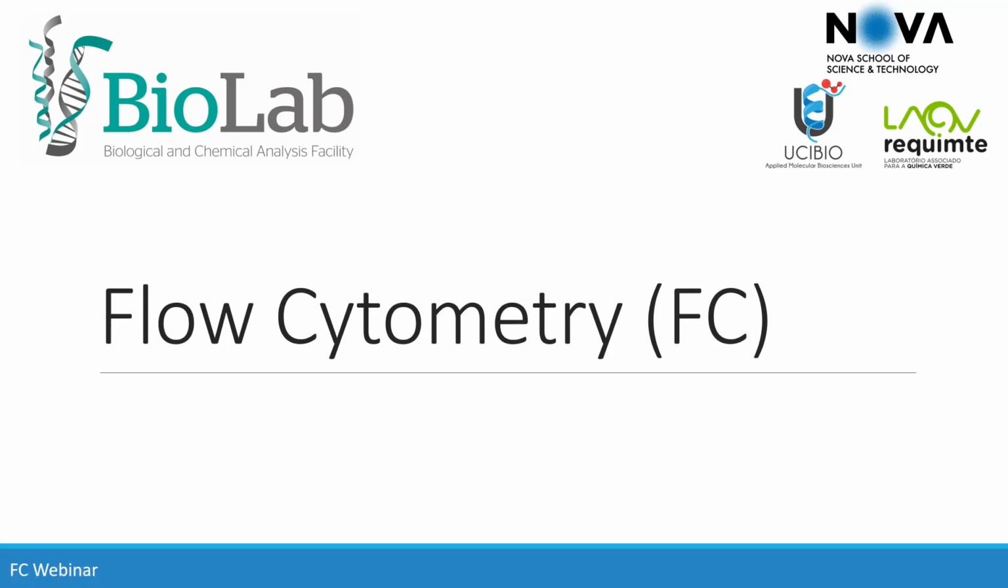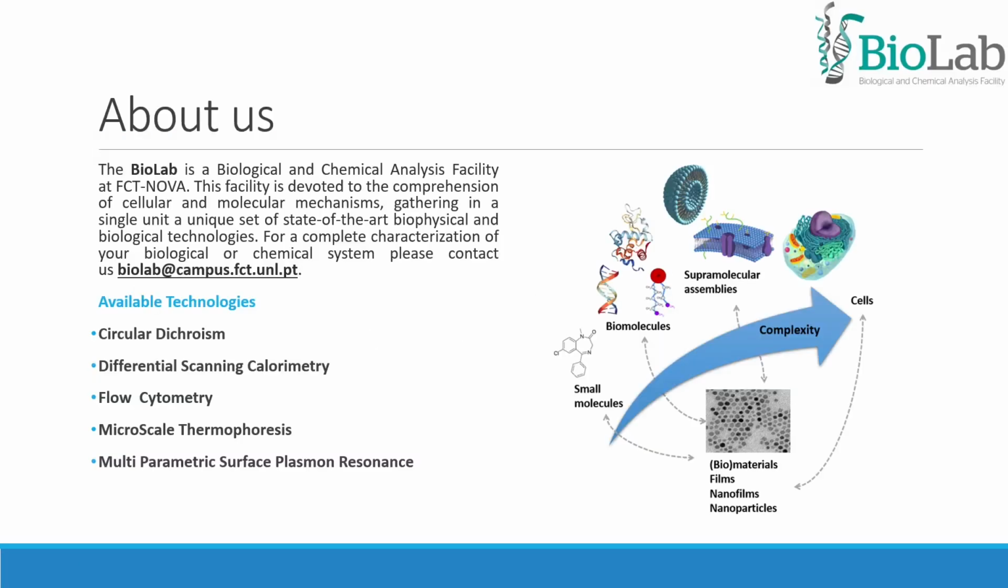Today we are going to talk about flow cytometry, FC, which is one of the techniques that we have at our facility, the BioLab. The BioLab is located at the Nova School of Sciences and Technology and gathers in a single unit a unique set of state-of-the-art biophysical and biological techniques, namely circular dichroism, differential scanning calorimetry, flow cytometry, microscale thermophoresis, and multiparametric surface plasmon resonance. If you are interested in knowing more about us, our website is in the description box of this video.